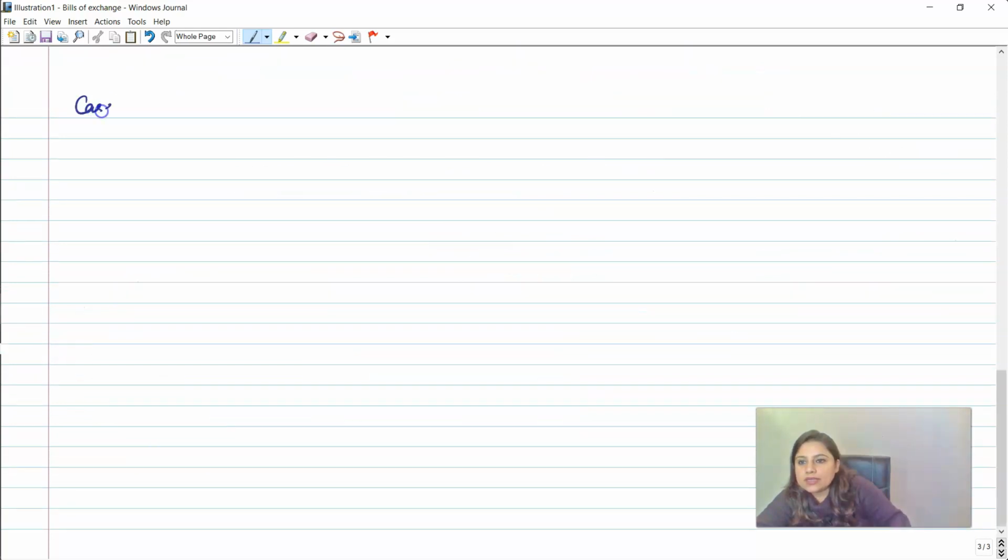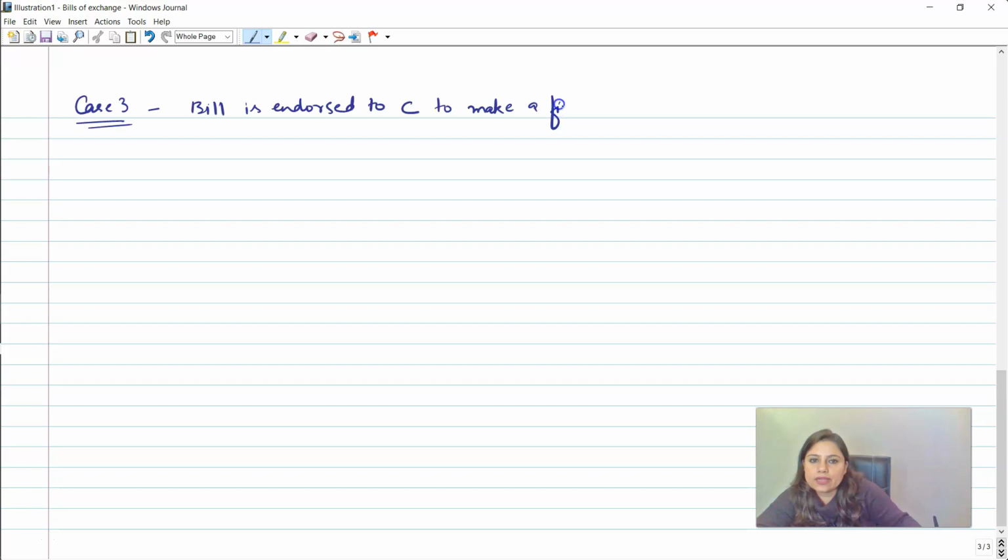So case 3 is, bill is endorsed to C to make a final settlement.